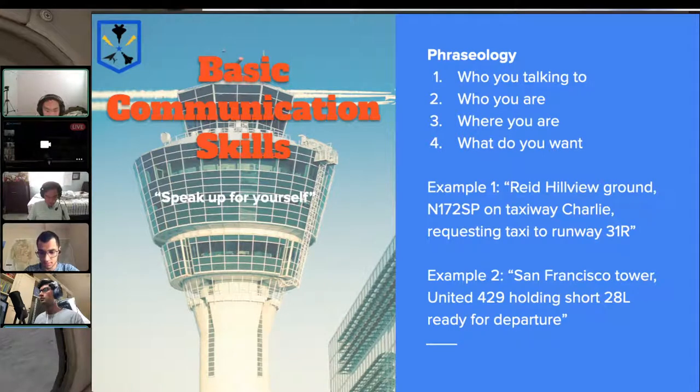So we have one example. Reid-Hillview Ground, which is who you're talking to; November 172 Sierra Papa, which is who you are; on Taxiway Charlie, which is where you're at; and then what you want is requesting taxi to runway 31 right. Example two follows the same structure. Who you're talking to in this case is San Francisco Tower. Who you are is United 429. Where you are is holding short of runway 28 left, and then what you want is that you're ready for departure. You want to depart.